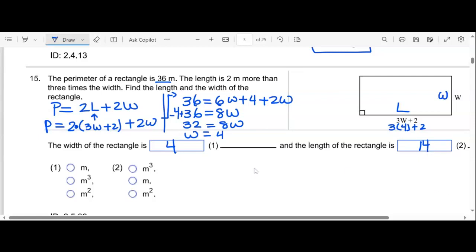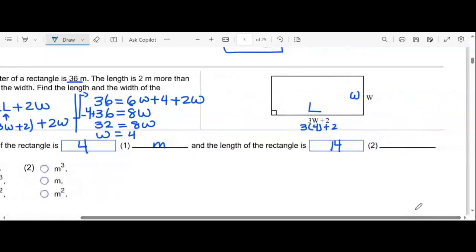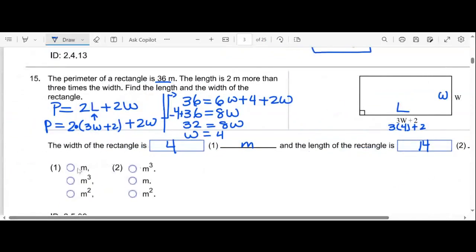Okay. Now this will be the width of the rectangle is 4 meters and the length is 14 meters. So meter.